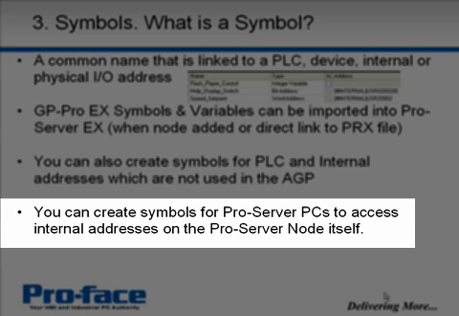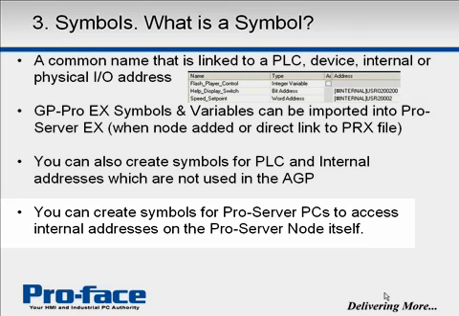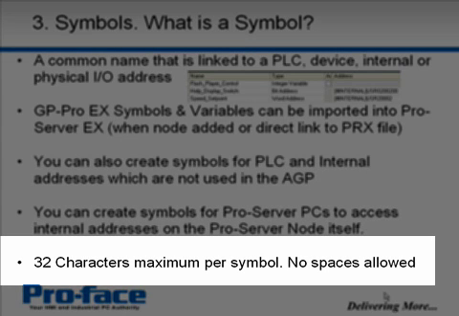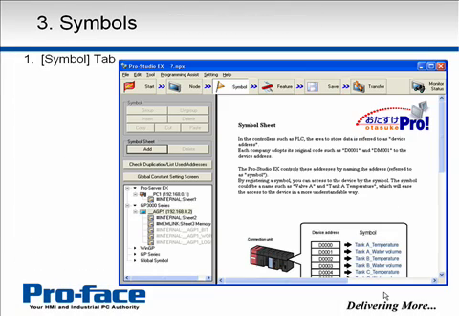Since the Pro Server node is itself part of the overall project, you can specify internal addresses on the Pro Server node, which can be a useful way to move data and create packets of data within the server node, especially if you're using the API to get the data out to a third-party program or something like that. The node names are 32 characters max, no spaces as usual.